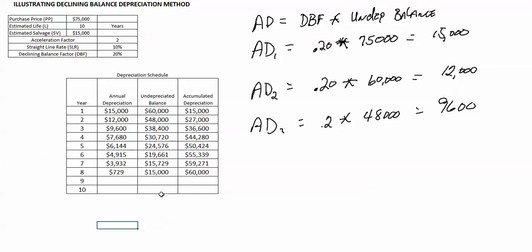Now, you could have carried this on down many, many years, and your undepreciated balance would have continued to fall. But the typical way this is taught is that in the year in which you actually pass through the salvage value, you put just enough depreciation to get you to that salvage value, and then there wouldn't be any allocation or proration of depreciation in years 9 and 10.